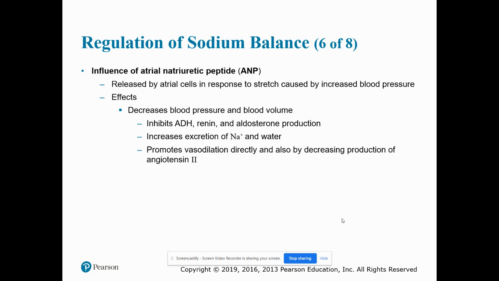Atrial natriuretic peptide is released by atrial cells in response to stretch, which is caused by an increase in blood pressure. What atrial natriuretic peptide is doing is, its effects are to decrease blood pressure and blood volume. And it does this by inhibiting ADH, renin, and aldosterone production, increasing excretion of sodium and water, and promoting vasodilation directly, and also by decreasing production of angiotensin II.